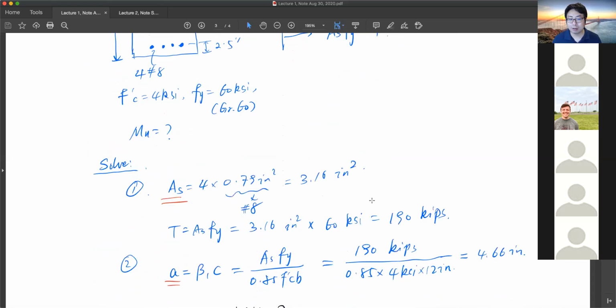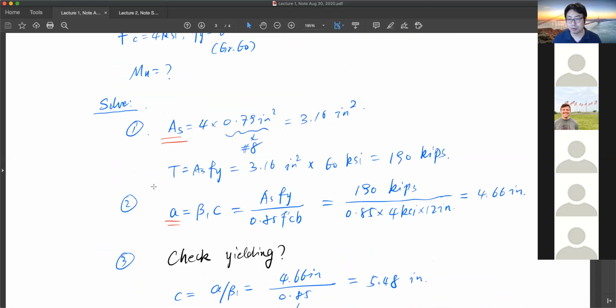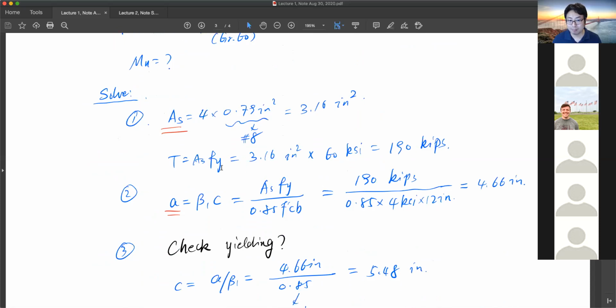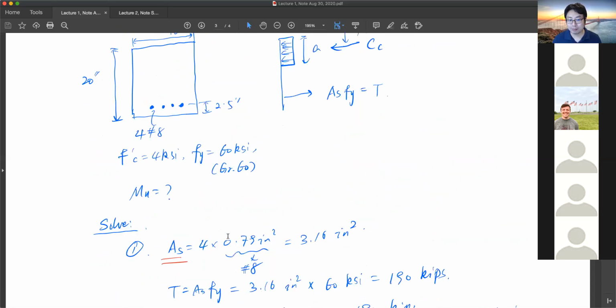Okay, so to solve the problem, this is the procedure. You first calculate the reinforcing area As by the number of bars. So there are 4 bars. Each bar has an area of 0.79 inch squared. This is for number 8, and has a total area of 3.16 inch squared.